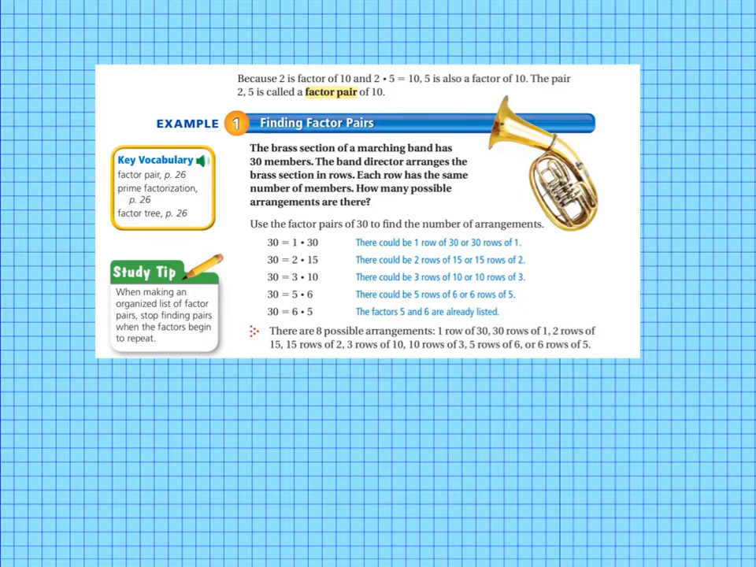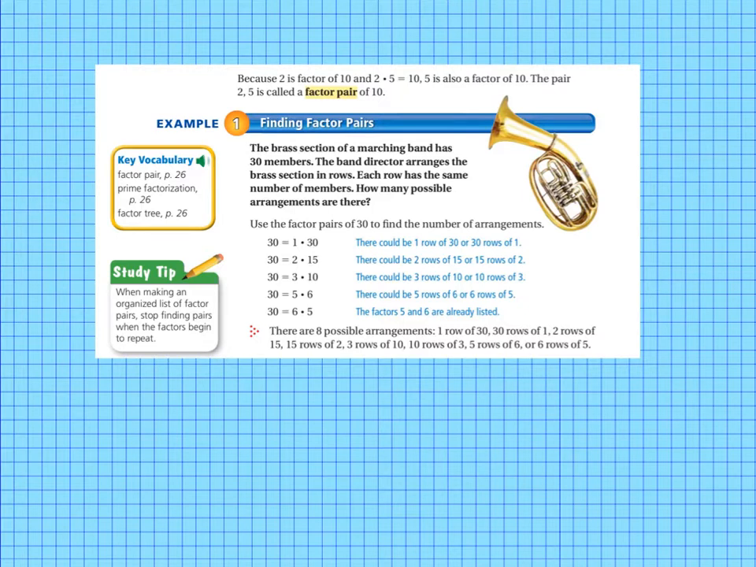Finding factor pairs. So the brass section of a marching band has 30 members. The band director arranges the brass section in rows. Each row has the same number of members. How many possible arrangements are there? So what you need to do here is find all of the ways that you can multiply to get to 30. So all of the factor pairs for 30. So it says use the factor pairs of 30 to find the number of arrangements.